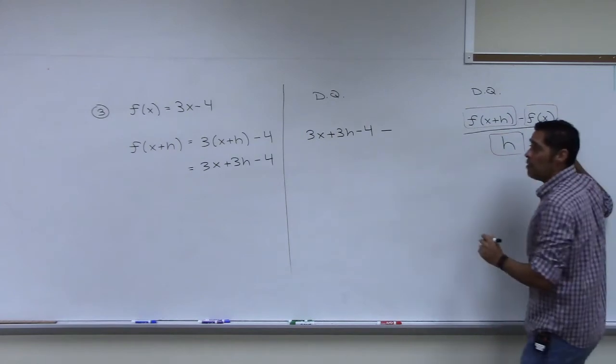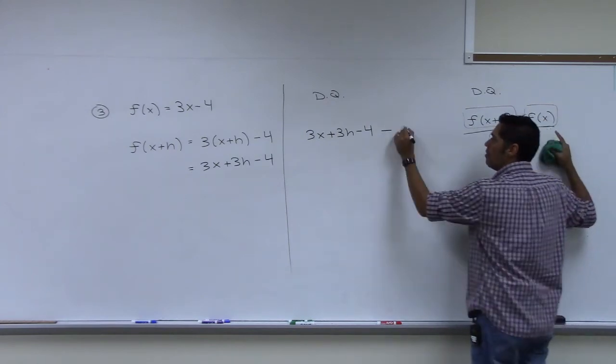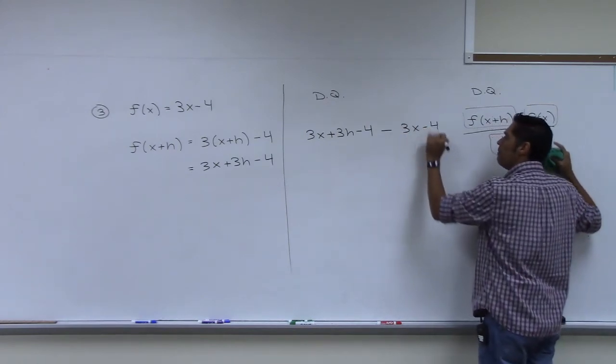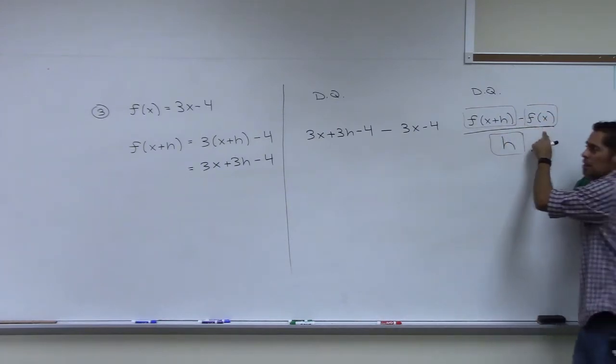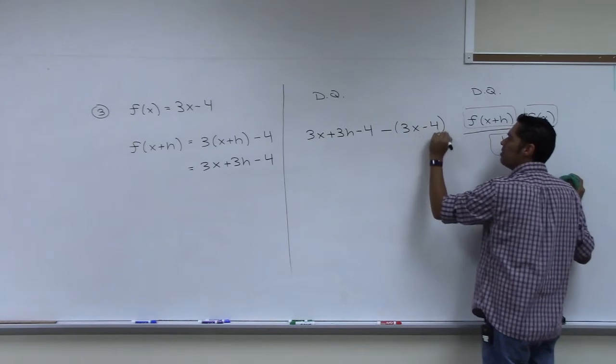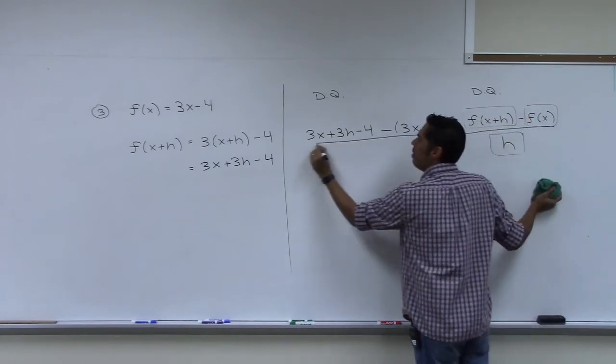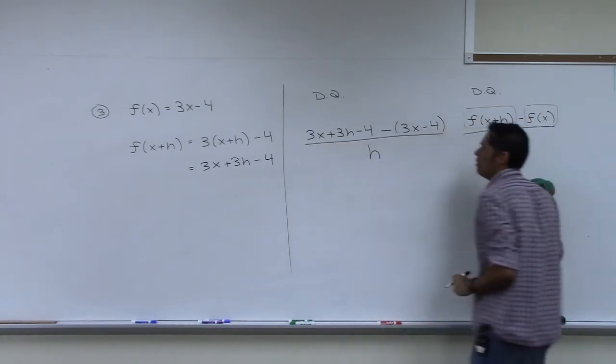But when I do that, what do I have to do? Do I just put 3x minus 4 like that? It has to be in parentheses because you're subtracting the whole function. So you have to subtract the whole thing, which means you do that. Then all over h.